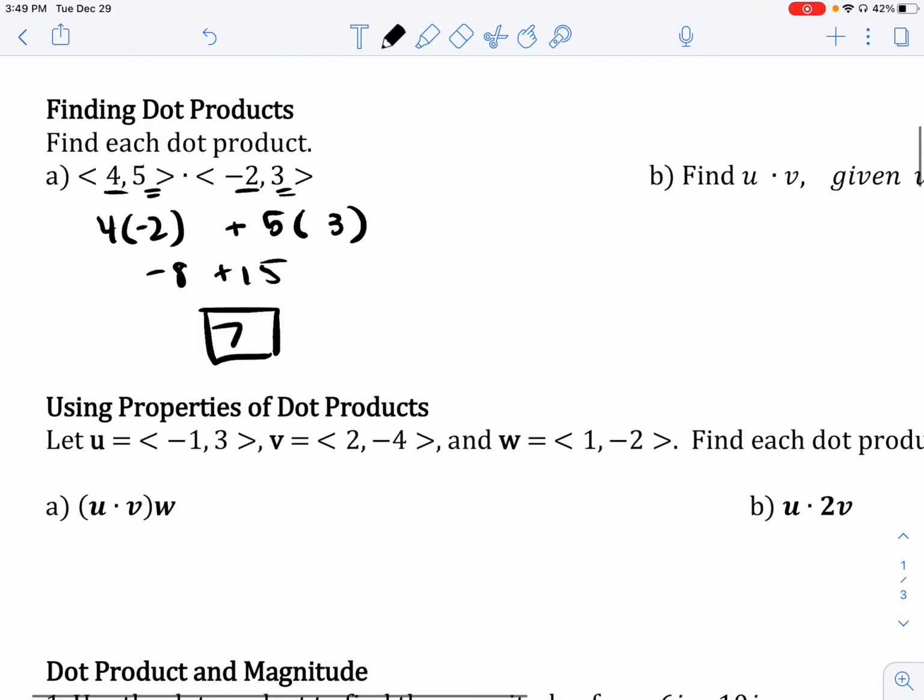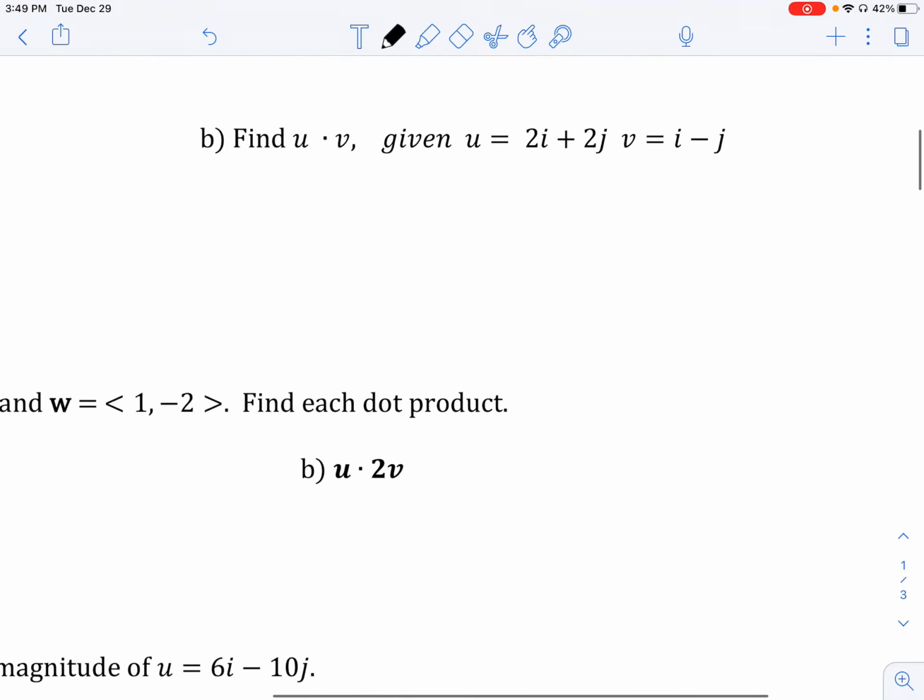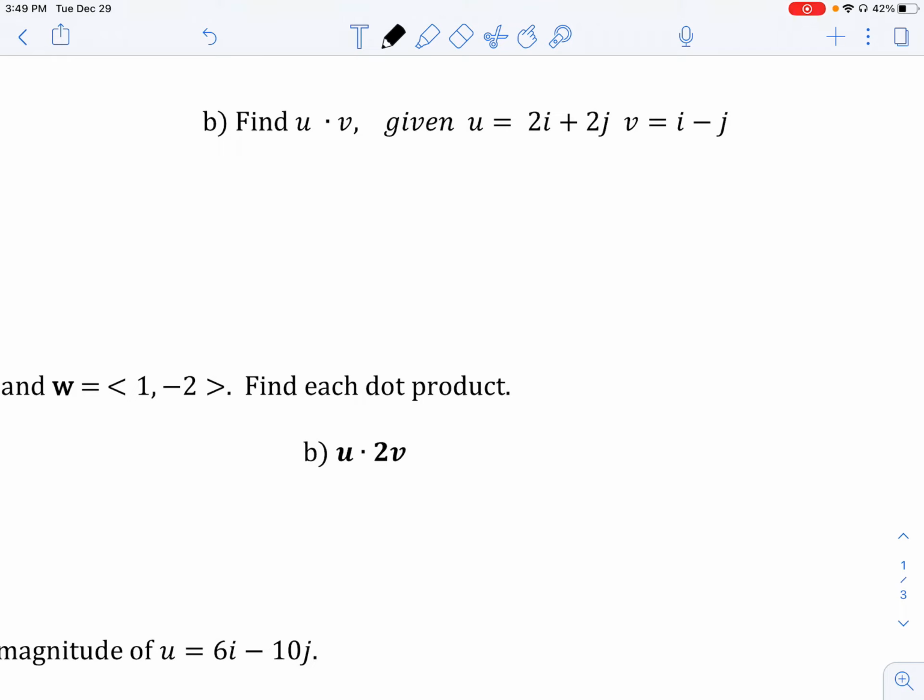If I ask you to do this for B, which I will let you pause and try on your own, remember, vector u is written as a linear combination right now. It's written in standard form. If you wrote this in component form, you would simply have the following vectors. And you can just apply the dot product there. And you can check your solutions with what I have uploaded in Google Classroom.